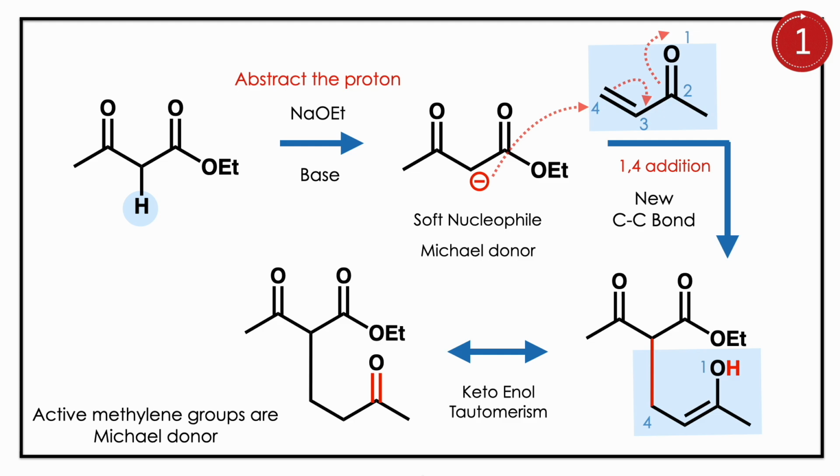Here you have a Michael donor because you have an active hydrogen between two electron withdrawing carbonyls. So you generate the nucleophile. Basically it's a Michael donor there. It will undergo 1,4 addition. So the nucleophile adds to the fourth carbon. You have bond migration, the double bond delocalizes. You have an enol there. Then the enol converts into ketone. You have the final product. The concept you have to learn here is that active methylene groups are Michael donors. It will undergo 1,4 addition.